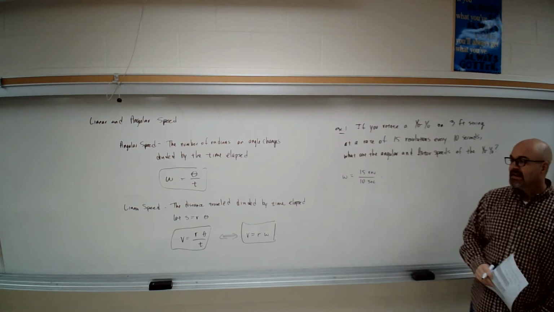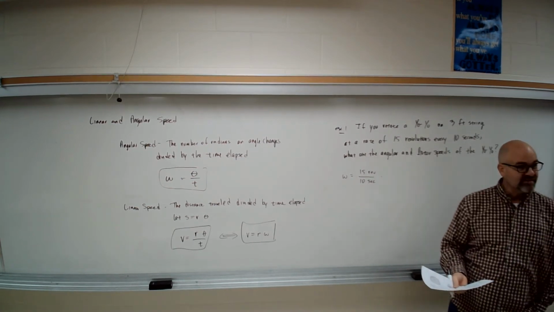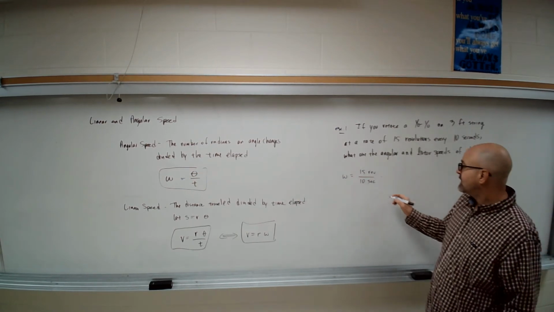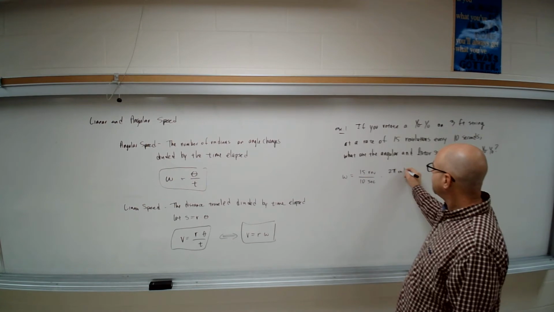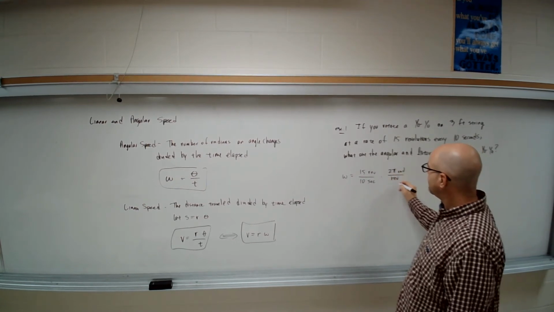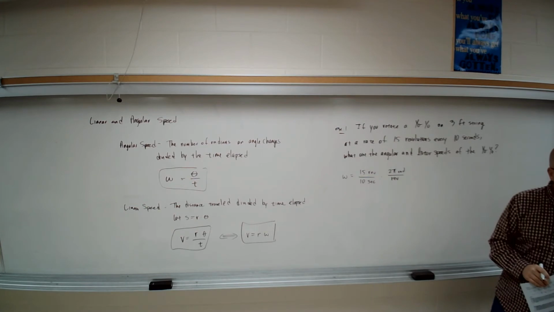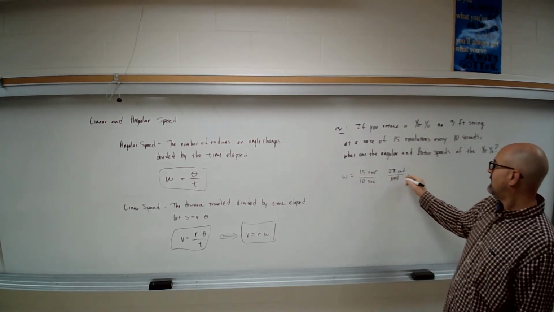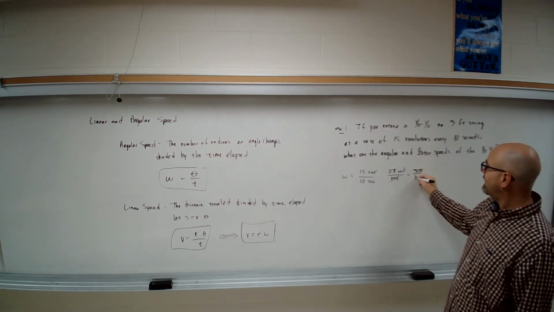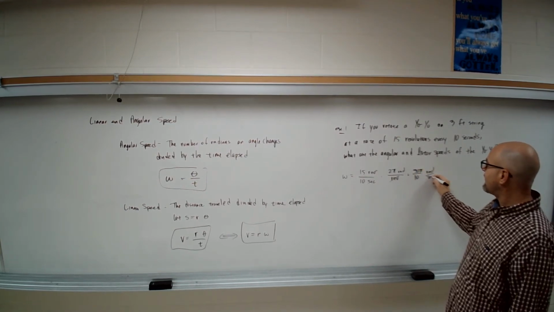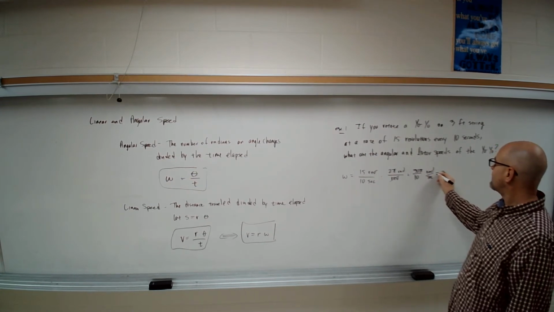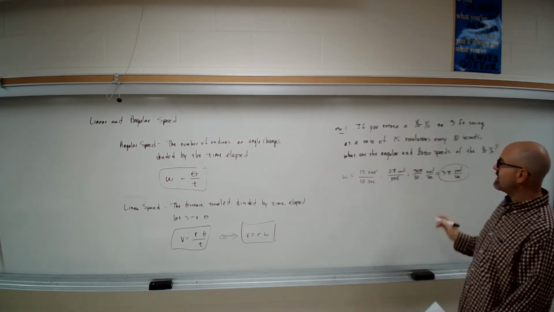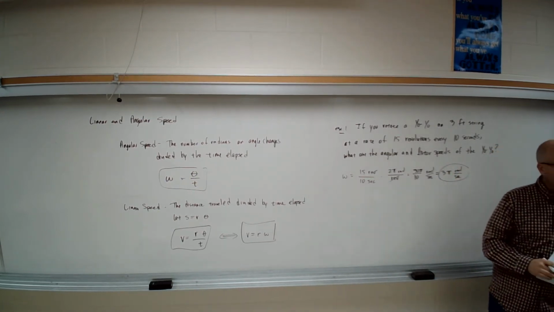Now, we need it to be in radians per second, so we're back to more dimensional analysis, our old friend, right? So with this, we know that there are 2 pi radians in 1 revolution. So our revolutions cancel. What's that? 30 pi over 10 radians per second, which would give us 3 pi radians per second. So that would be our omega value. That would be our angular speed.